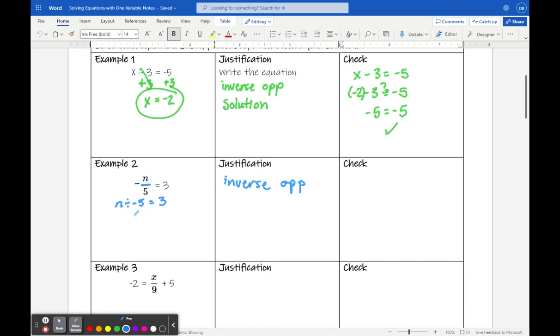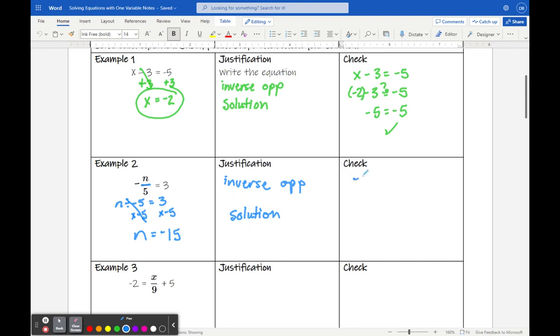The inverse operation of division is multiplying by negative 5. Whatever I do to one side, I'm going to do to the other. So we have n is equal to 3 times negative 5, which would be negative 15. So what I believe my solution to be is negative 15.